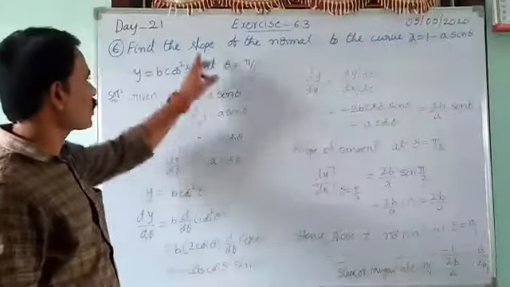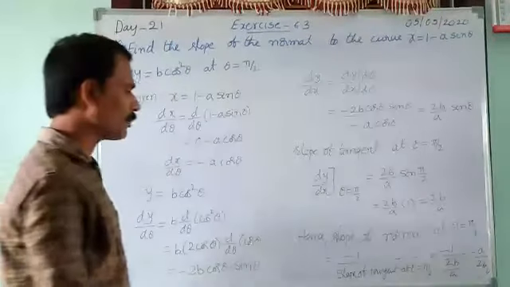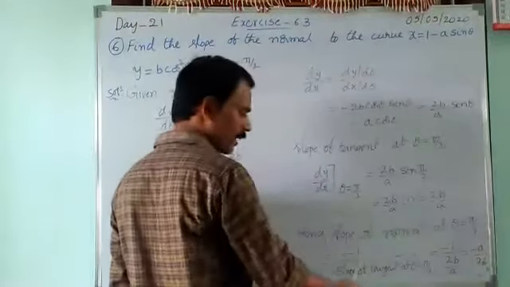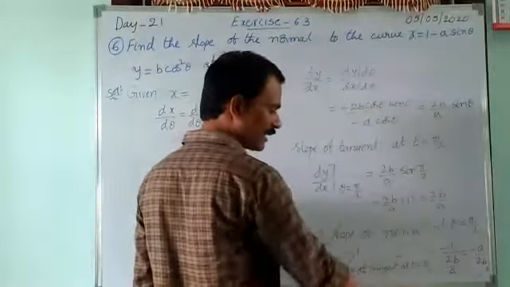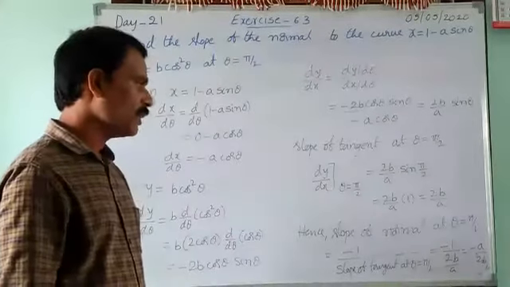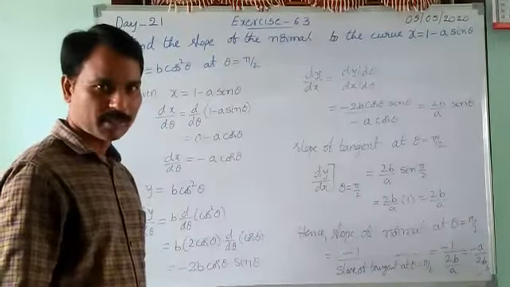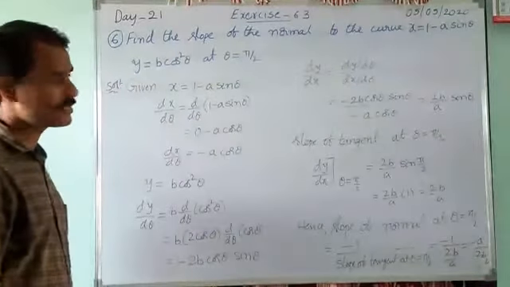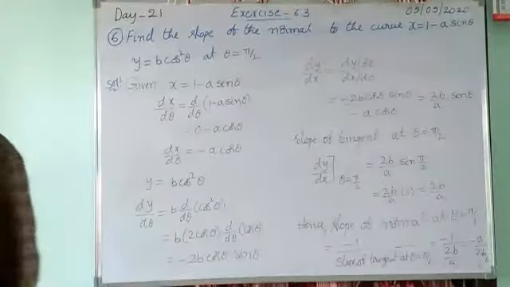But what did he ask? Slope of normal. Slope of normal at theta equal to pi by 2 means minus 1 by the slope of tangent at theta equal to pi by 2. Minus 1 by 2b by a is equal to minus a by 2b. Minus a by 2b. Clear guys? Just find it like this.